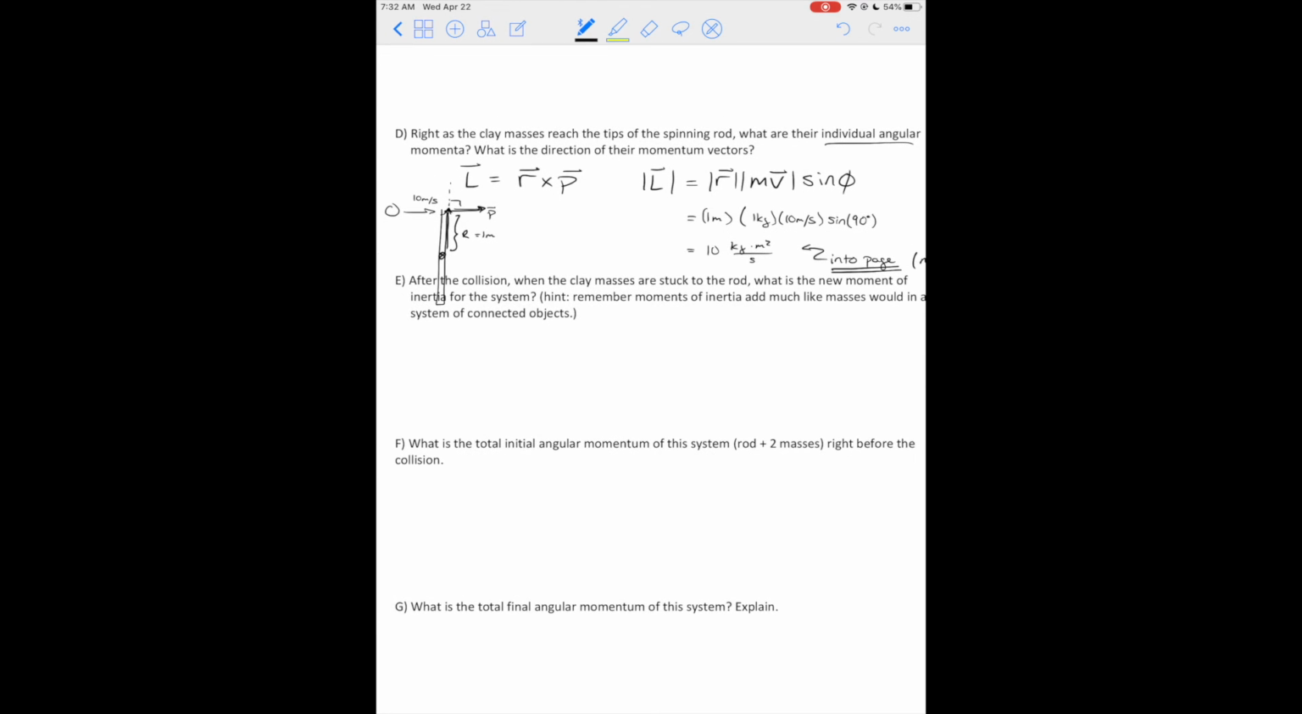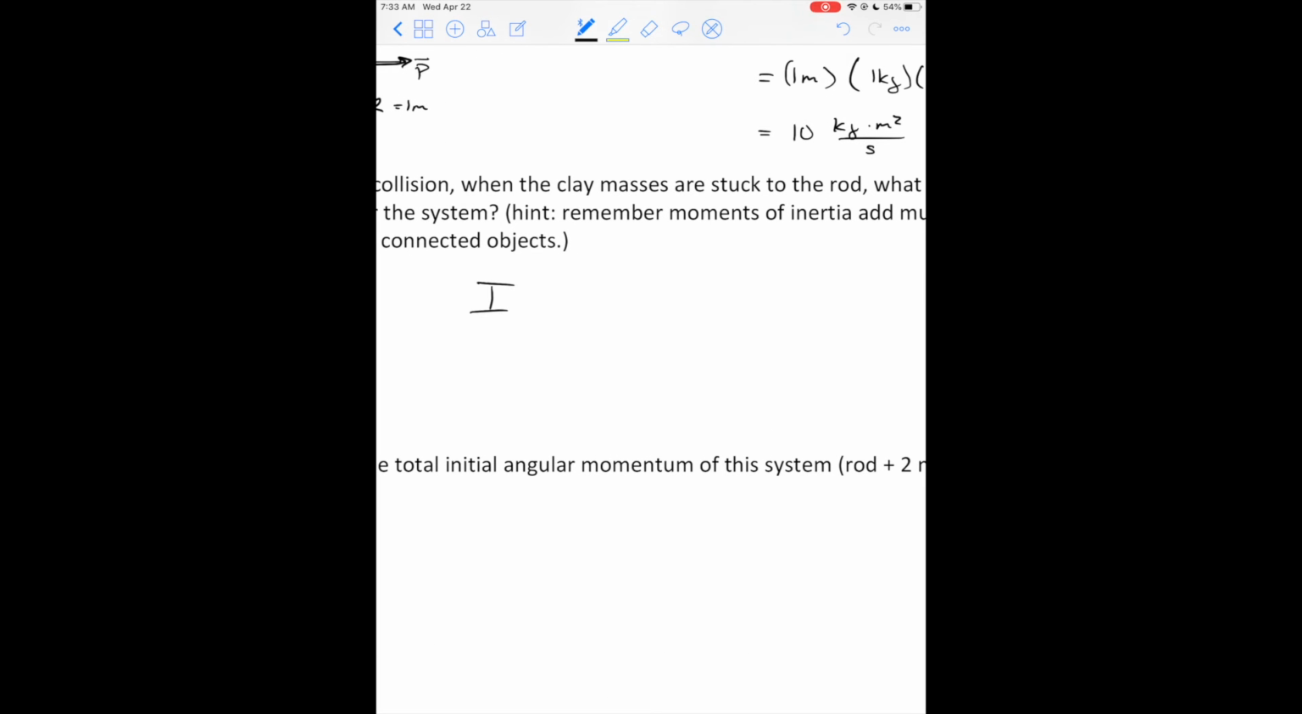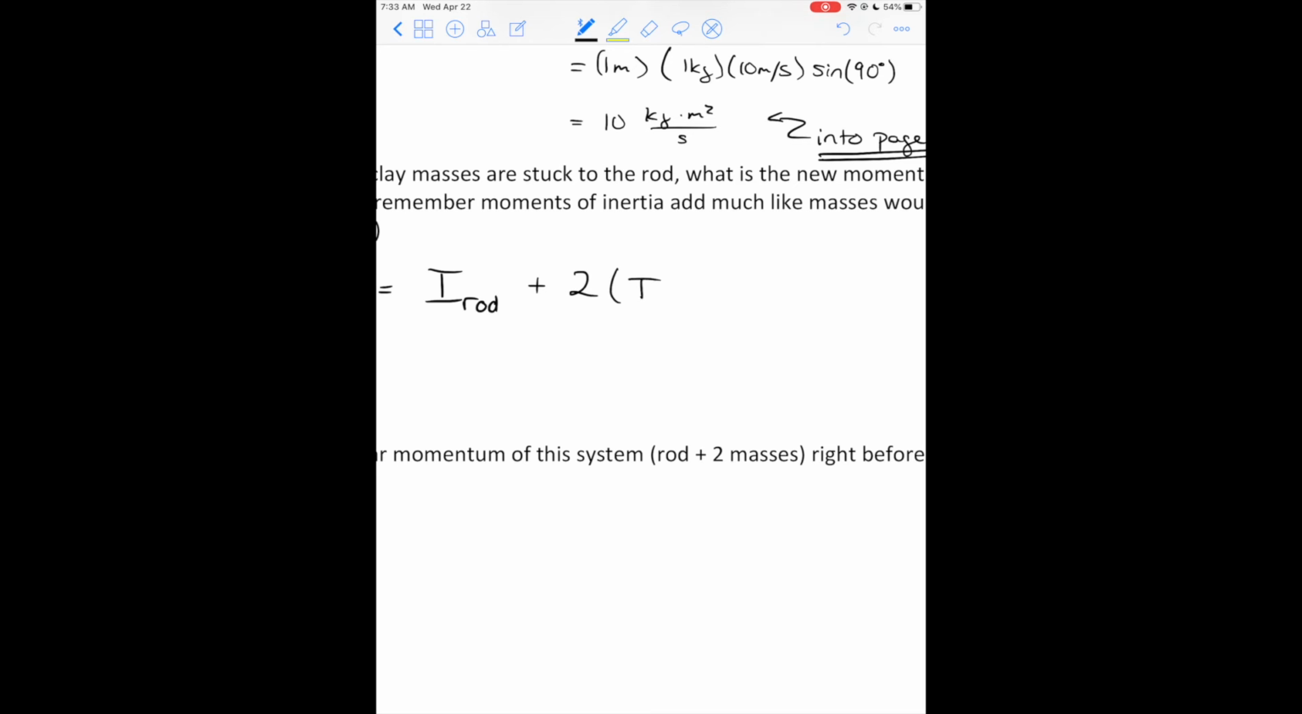After the collision, when the clay masses are stuck to the rod, what's the new moment of inertia of the system? And we can always add moments of inertia, much like we could add masses in a system. If we're thinking about a two-block mass system on an incline, say for the past exam, we said that those things could be thought of as one system with the masses just added up. Well, the total moment of inertia could be thought of as the sum of all the individual moments of inertia. So moment of inertia for the rod plus 2 times the moment of inertia for my clay masses.